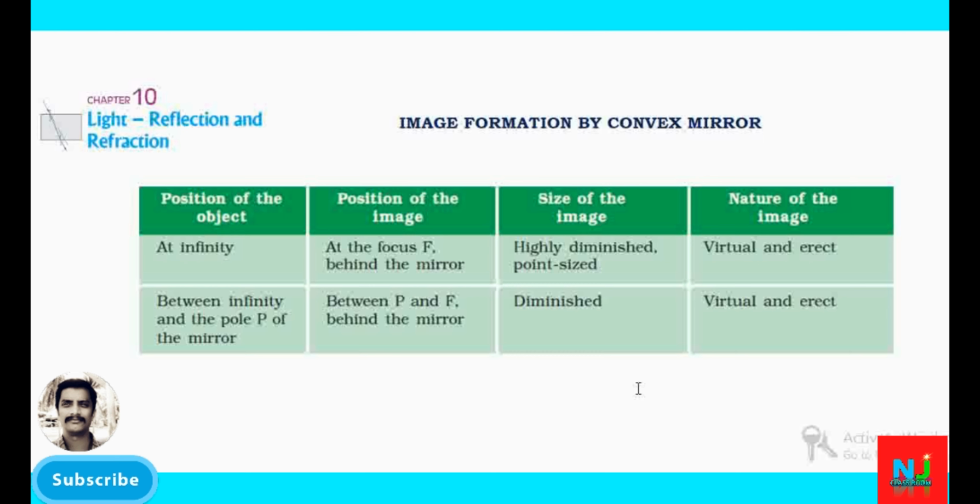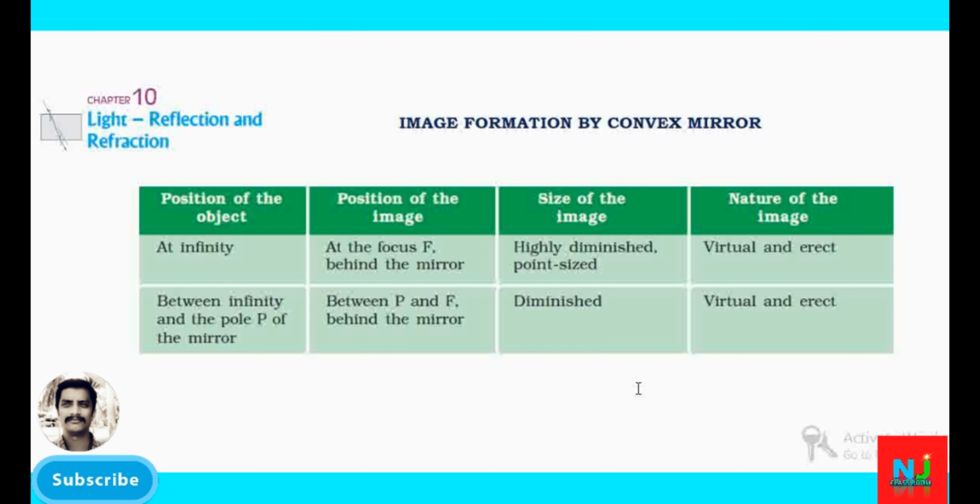If you keep the object at infinity, the image position is always at the principal focus behind the mirror, behind the convex mirror. The size of the image is highly diminished, point size.